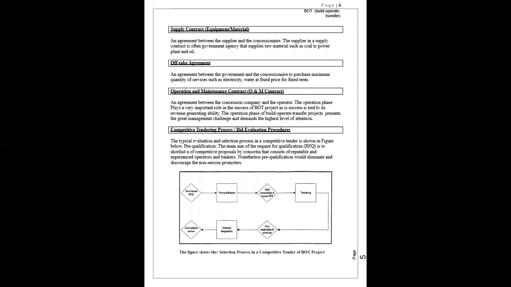So here one example is there: a power plant is there and for that coal is required. So coal will be supplied by Coal India. That is another company. Is it right? So like this, the agreements will be there.